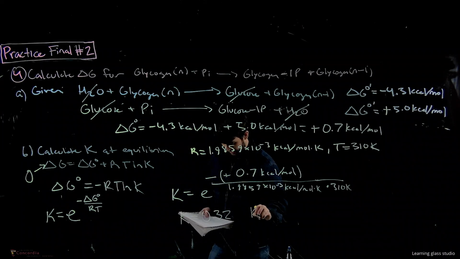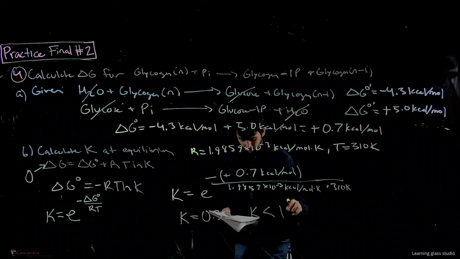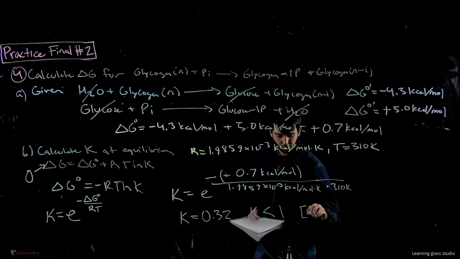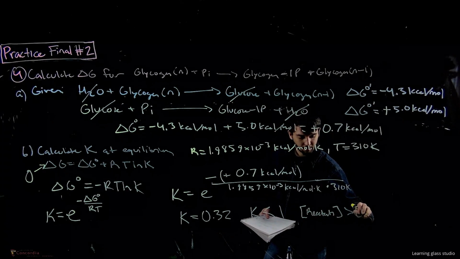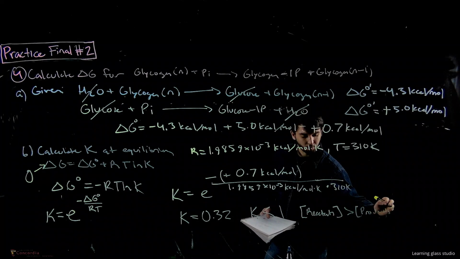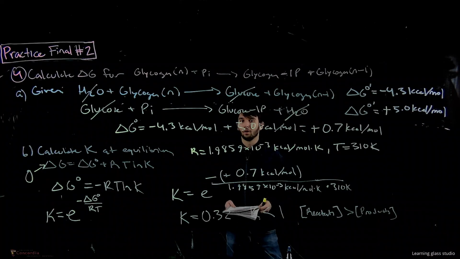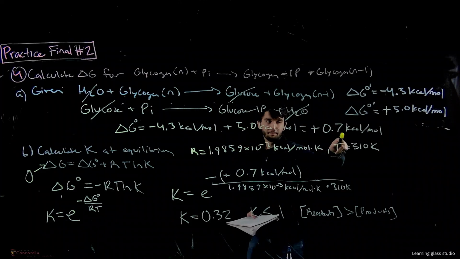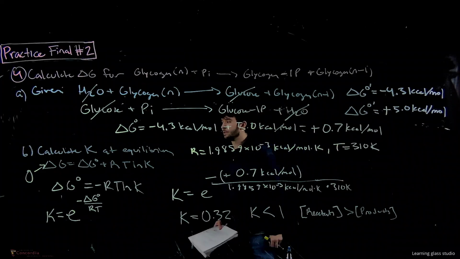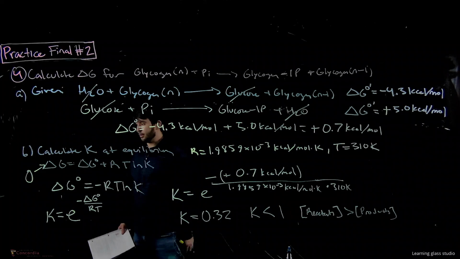So we know K is going to be less than 1, which means that the concentration of the reactants is going to be greater than the concentration of the products. So the reaction won't be super favorable. A lot of the reactants will still be there. Why is the reaction not that favorable? Because we have a positive delta G. All right, next question.